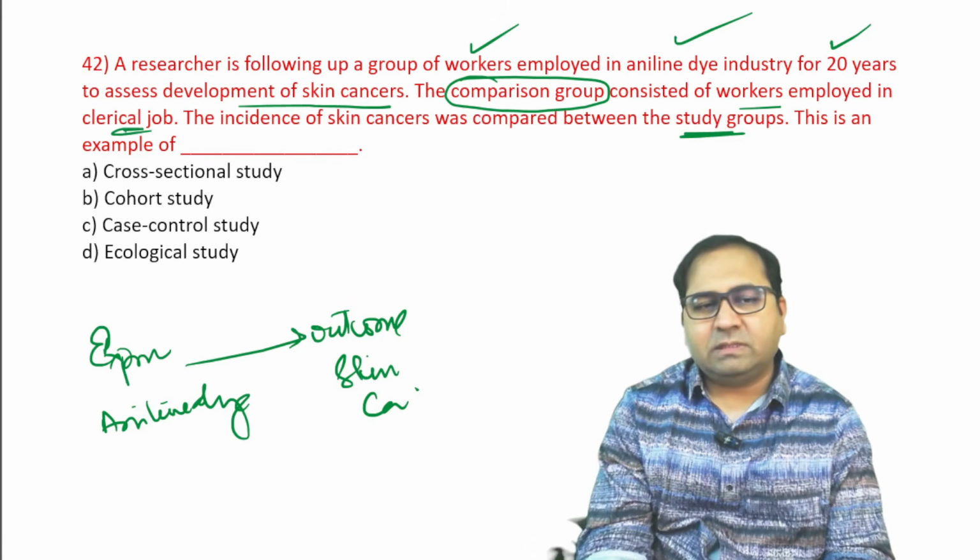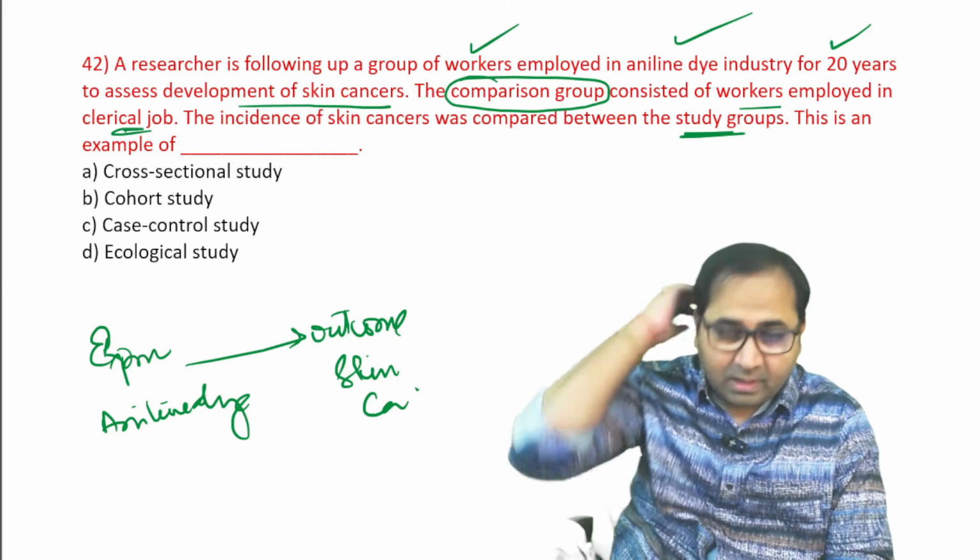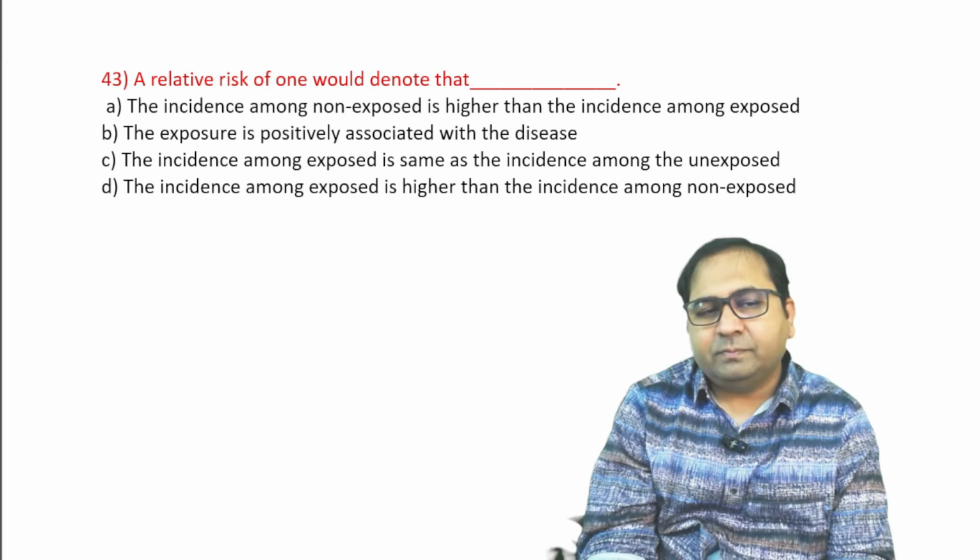Options are A, cross-sectional study; B, cohort study; C, case control study; or D, ecological study. The answer is B, cohort study.